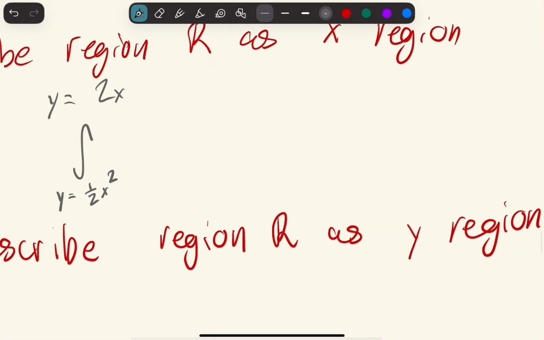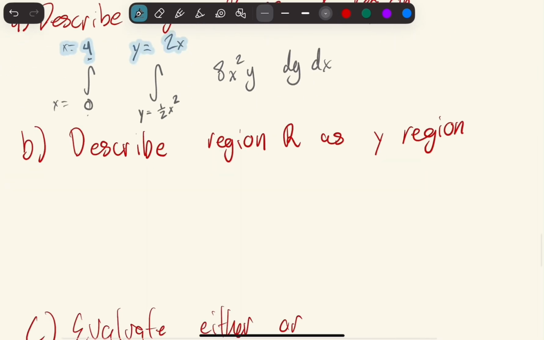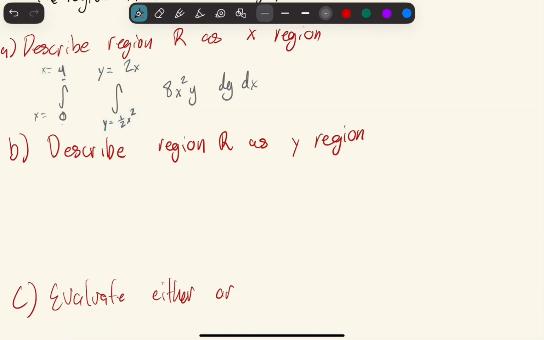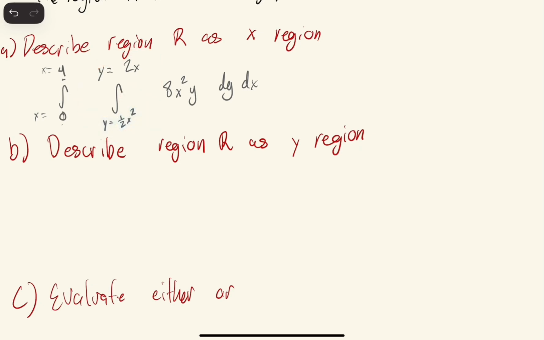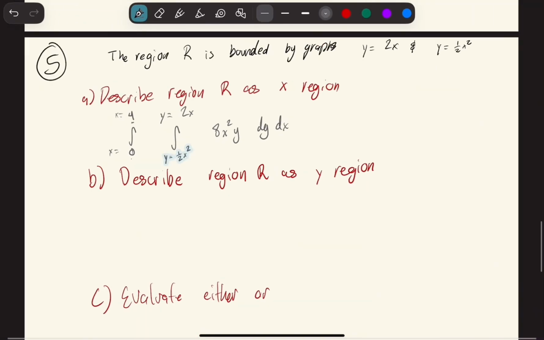And so, yeah, this is going to be the x region. So we have the integral of 8x squared y, dy, dx. And then for it as a y region, we know that we have to convert these into x's. And so, a pretty easy way of doing that.